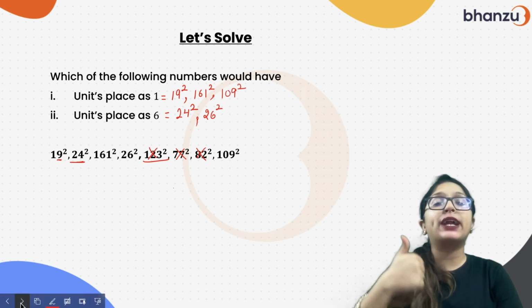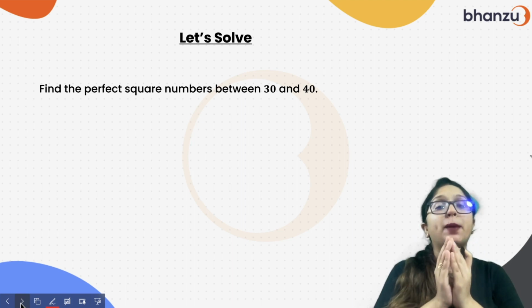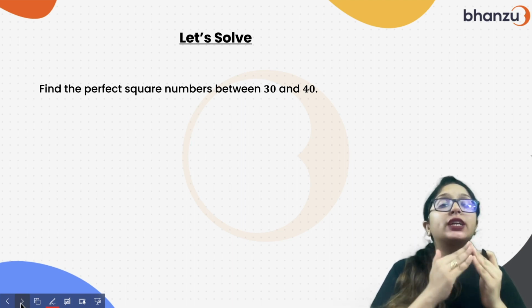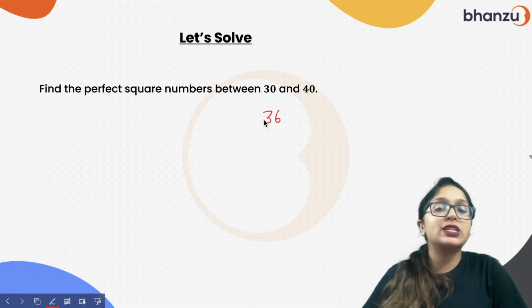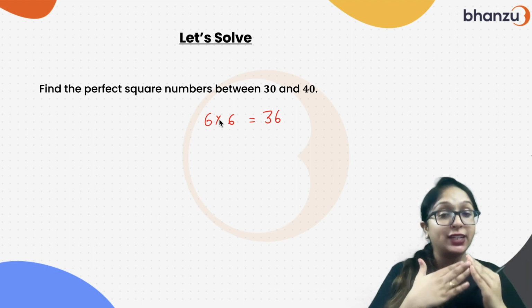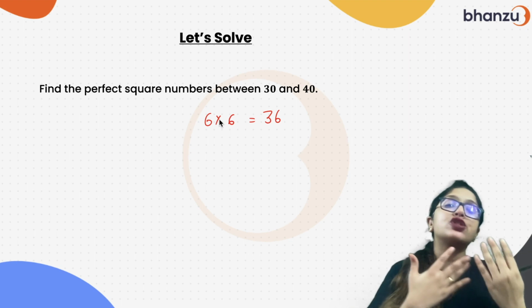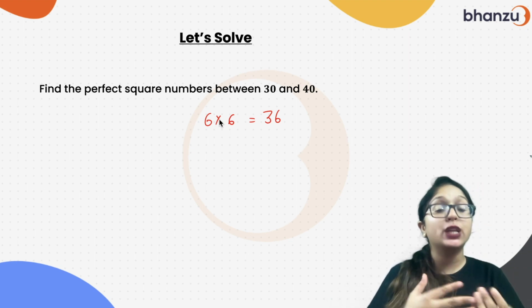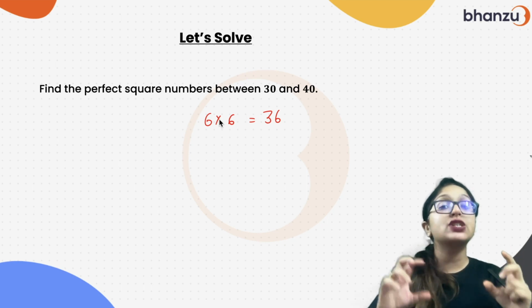Now we will quickly practice a few more questions, and it says find the perfect square number between 30 and 40, and we know that that is 36 only, which is actually a square of 6. 6 times 6 is 36. And if you check the square of 5, that is 25. If you check the square of 7, that is 49. So there is only one perfect square between 30 and 40, which is 36.